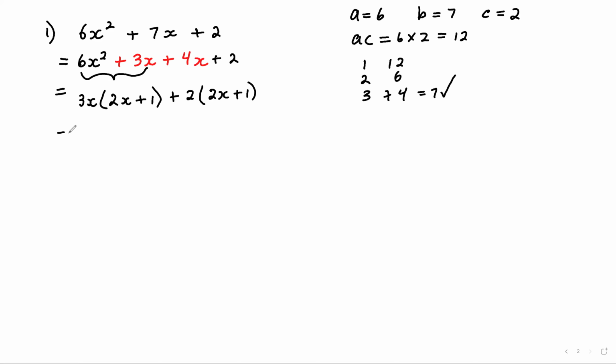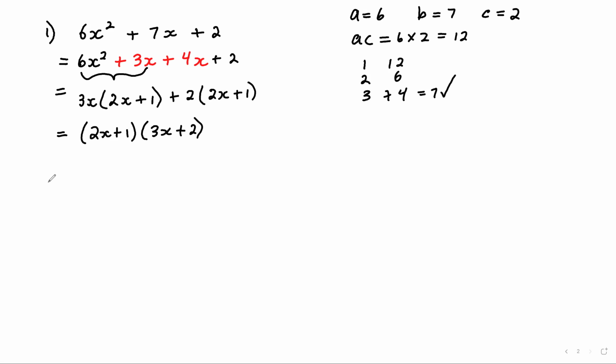So now I have that repeated factor, so that will be 2x plus 1, and that into this whole term here will leave me with 3x, and into the second term will just leave me with the plus 2 on the outside here. So my factors will be 2x plus 1 by 3x plus 2.